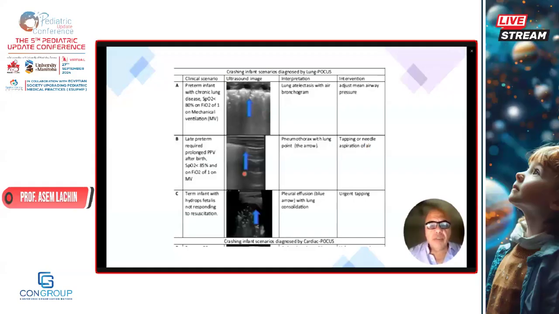This is a summary for the lung, as we mentioned. For example, this lung has a lot of air bronchogram and atelectasis, so here we'll adjust the mean airway pressure. This lung has pneumothorax with the double lung point, as we can see here. This is almost a normal lung, and this is an abnormal lung with only A line, no B line, no sliding, so this one will need to aspirate the air. And here there is pleural effusion surrounded by massive pneumonia, also under consolidation, and of course we'll do urgent tapping for this one. And mostly we also need antibiotics to treat the consolidations, which could be infective in origin.